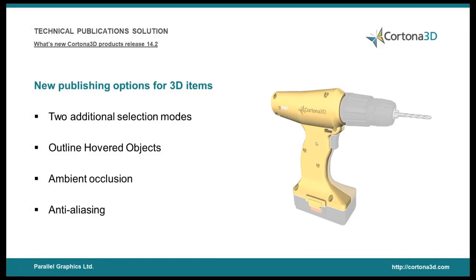In this release, several new 3D related publishing options were added. These options can aid you in selecting 3D items and distinguishing them from others. Some of these new options also improve quality of 3D models in general. First new option, called Selection Mode, controls how selected 3D items are depicted.